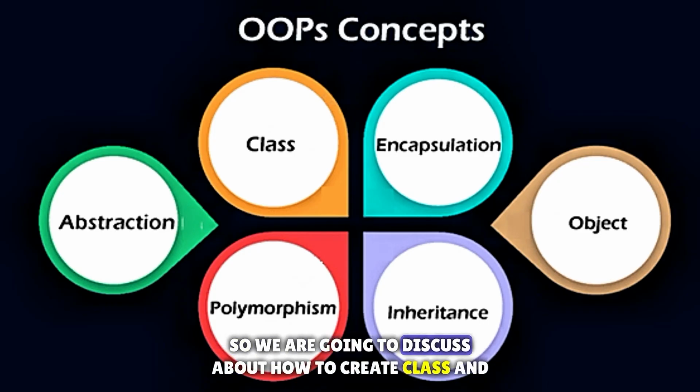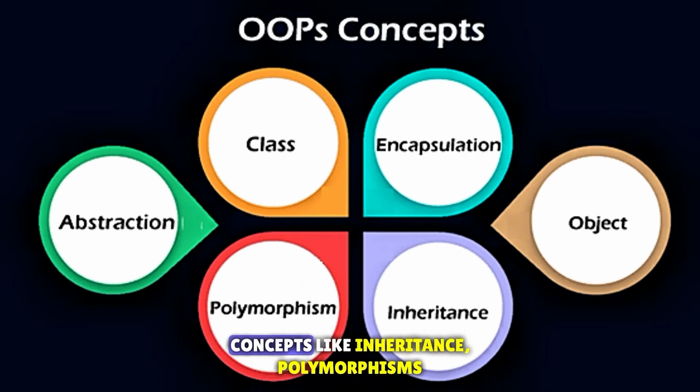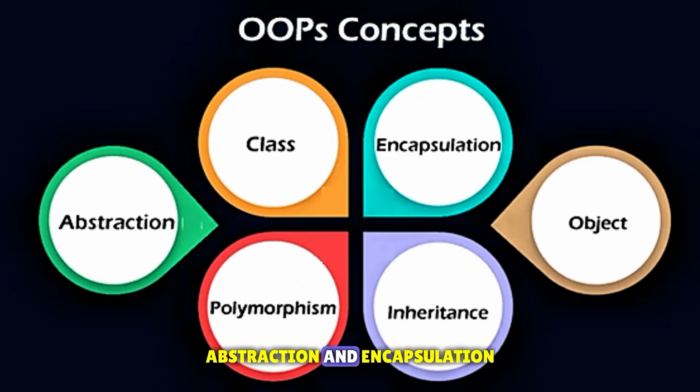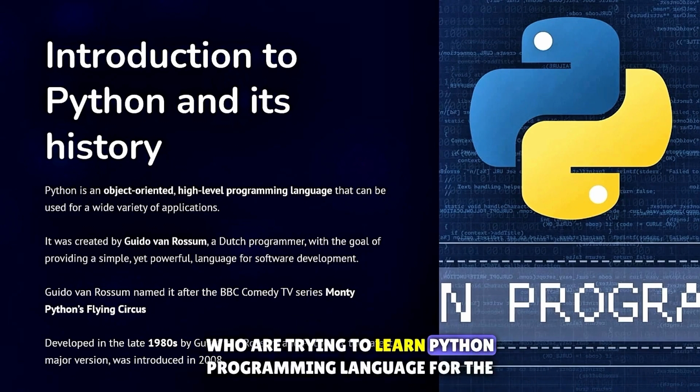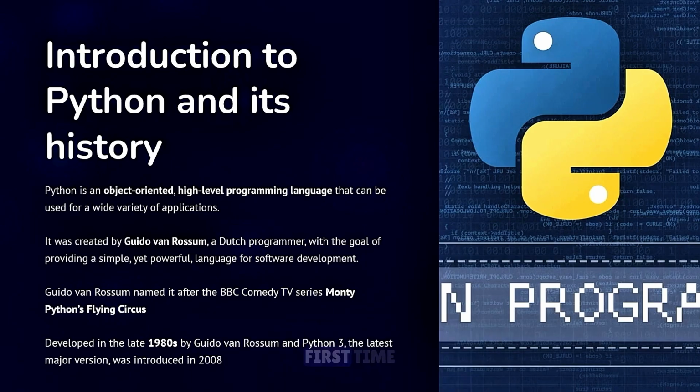So we are going to discuss how to create class and object in Python, and also the concepts like inheritance, polymorphism, abstraction, and encapsulation. So this course is very useful for the students who are trying to learn Python programming language for the first time. So let's get started.